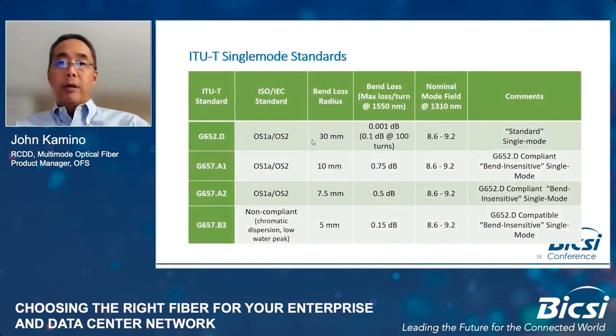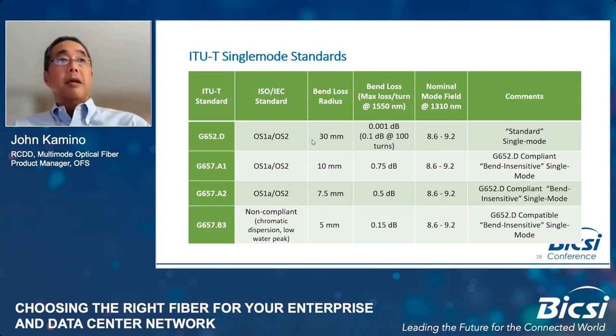If you're more familiar with the carrier or fiber to the home market, you might be more familiar with the ITU designations, where instead of attenuation, they talk more about the fiber's bend resistance. You may have heard about G652.D fiber, which is a standard single mode fiber, or G657A1 fiber, or A2, or B3 fibers. And you can see that, as I noted, those are designated more by their bend resistance.